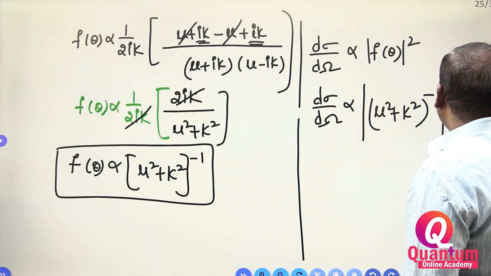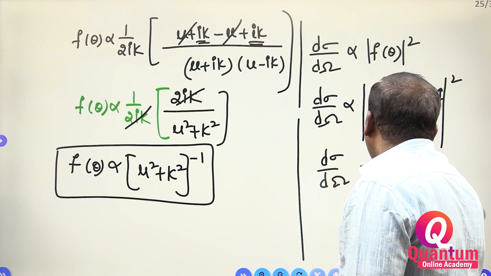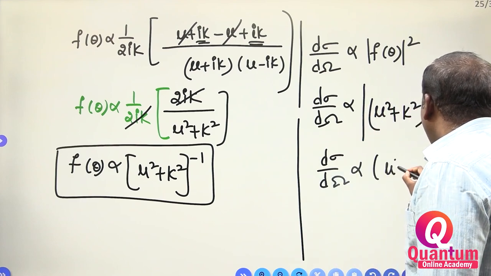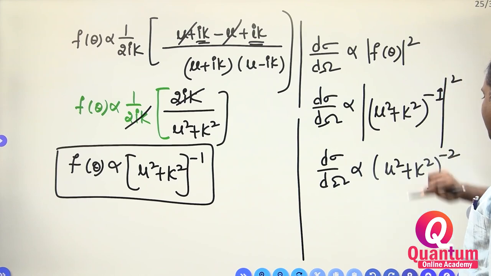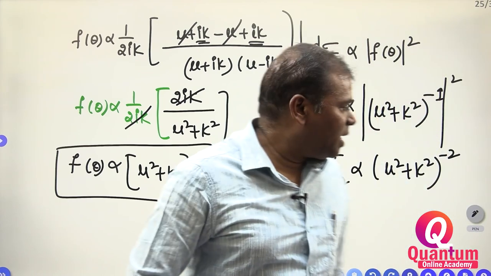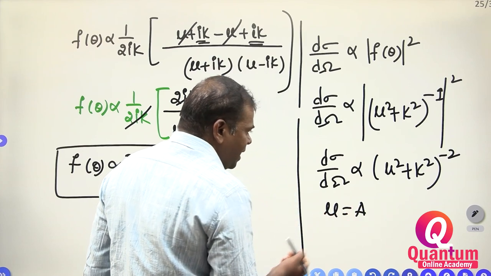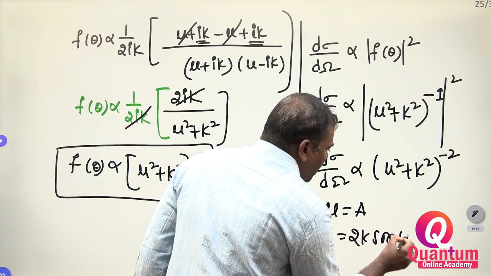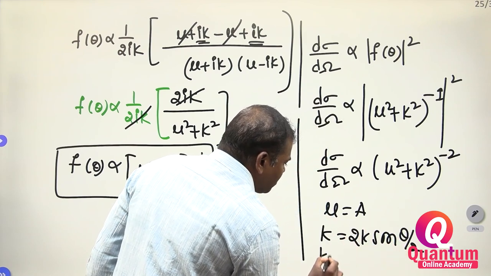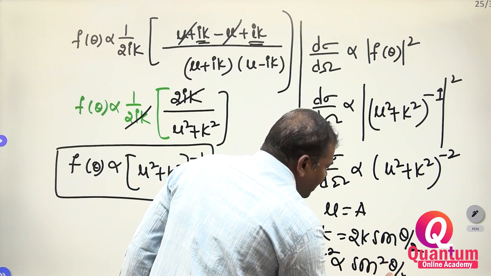Minus 1 whole square. You are getting dσ/dΩ is directly proportional to (μ² + k²) to the power of minus 2. But μ is a constant, that constant you have to take as a. k is equal to 2k sin(θ/2). So therefore, k² is directly proportional to sin²(θ/2).